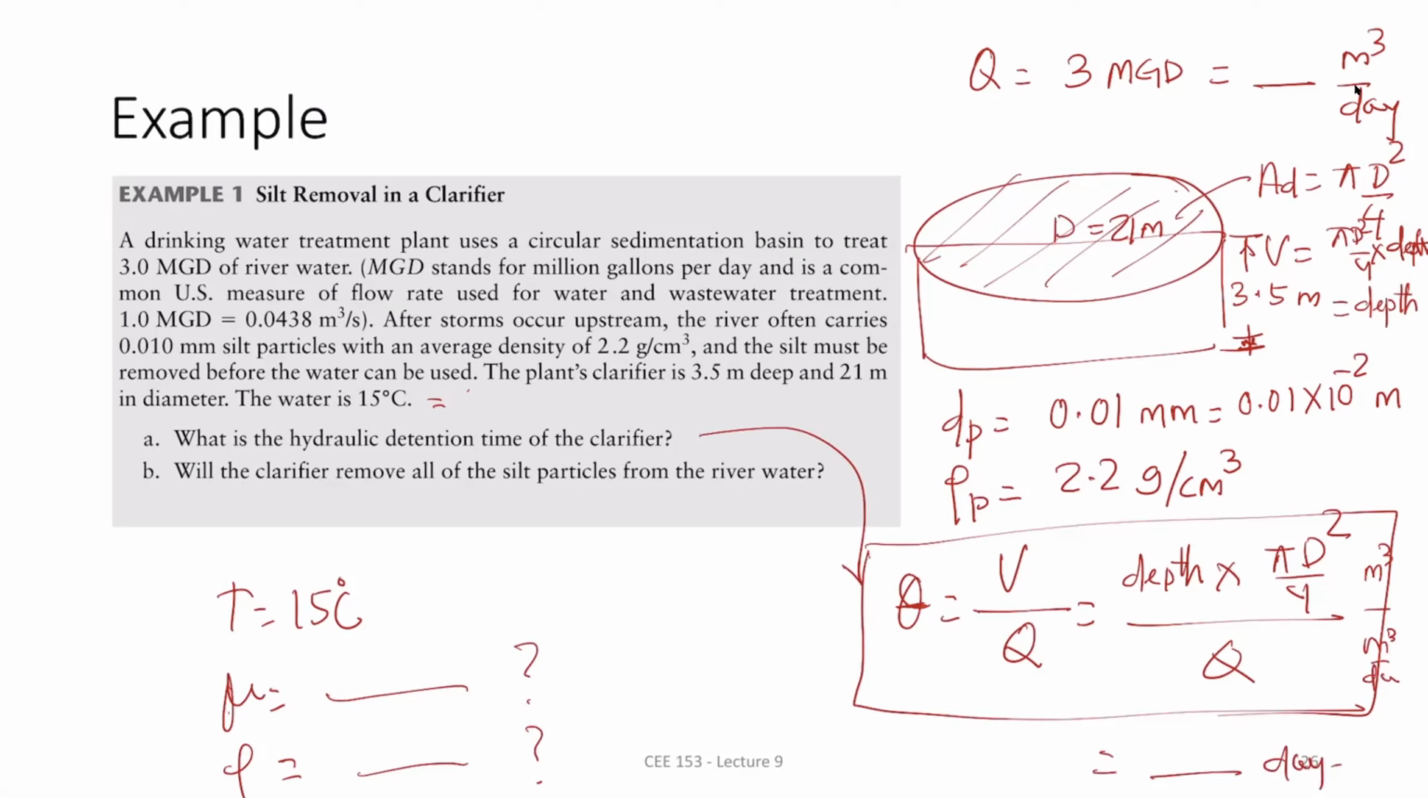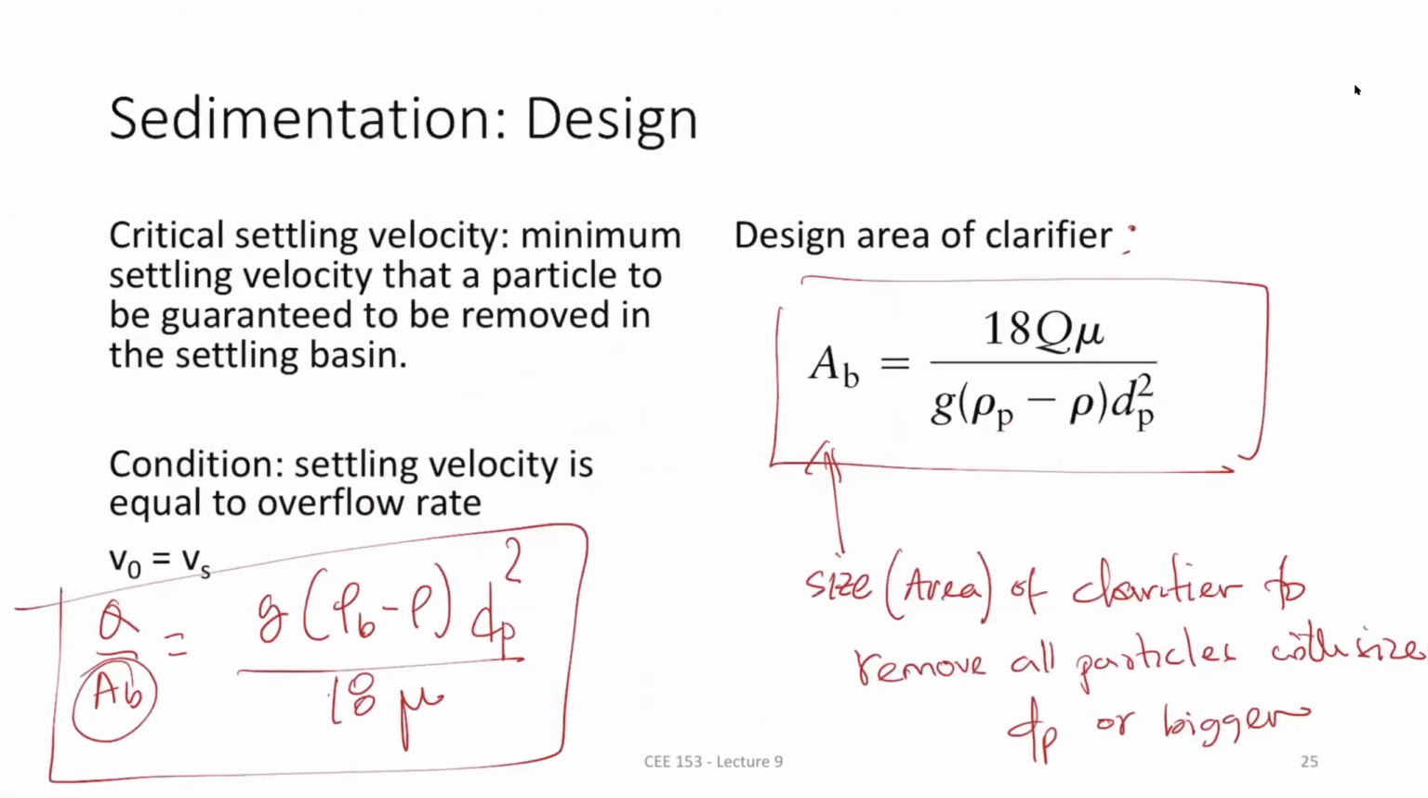Will the clarifier remove all settleable particles from the river water? So that's the question. Is this going to remove everything? How do you know it removes everything? You are basically comparing the velocity of particles versus overflow rate. If the overflow rate is less than or equal to the velocity of settling, it will remove everything. So you are just comparing that value. All I'm asking is calculating Vs and comparing that to V0.